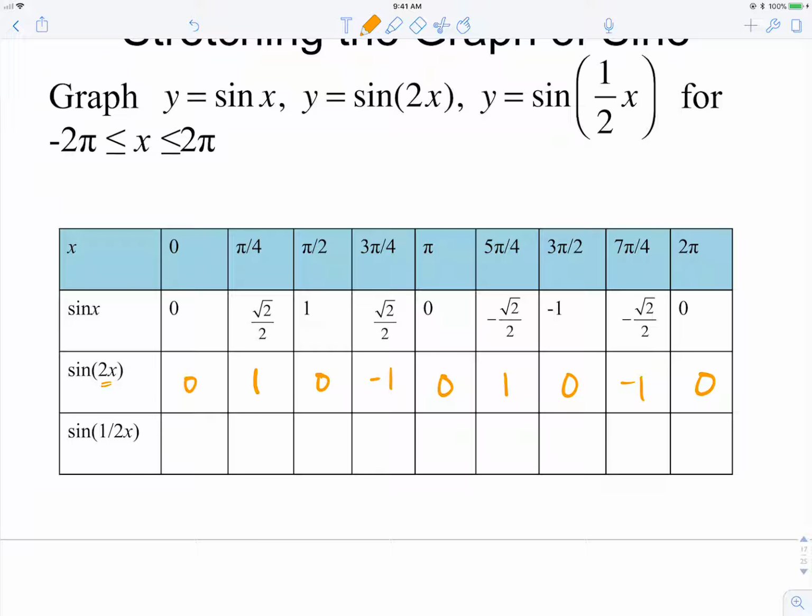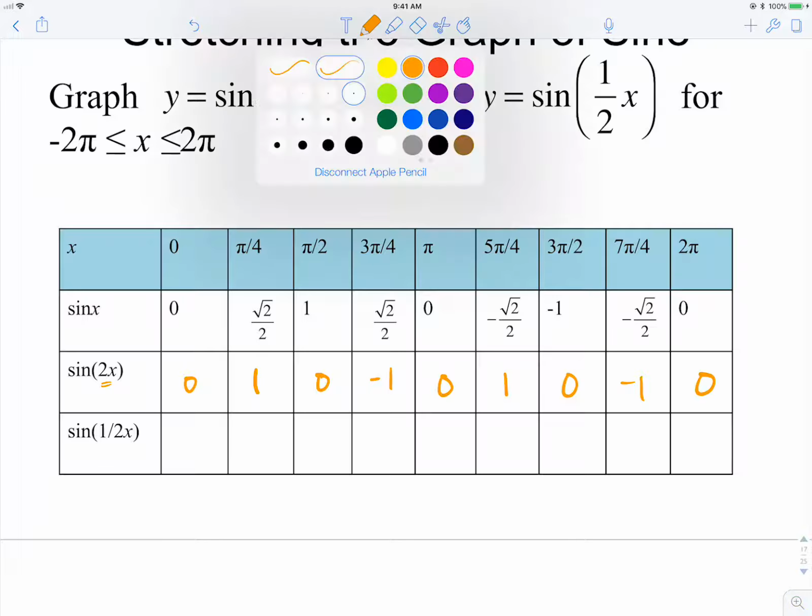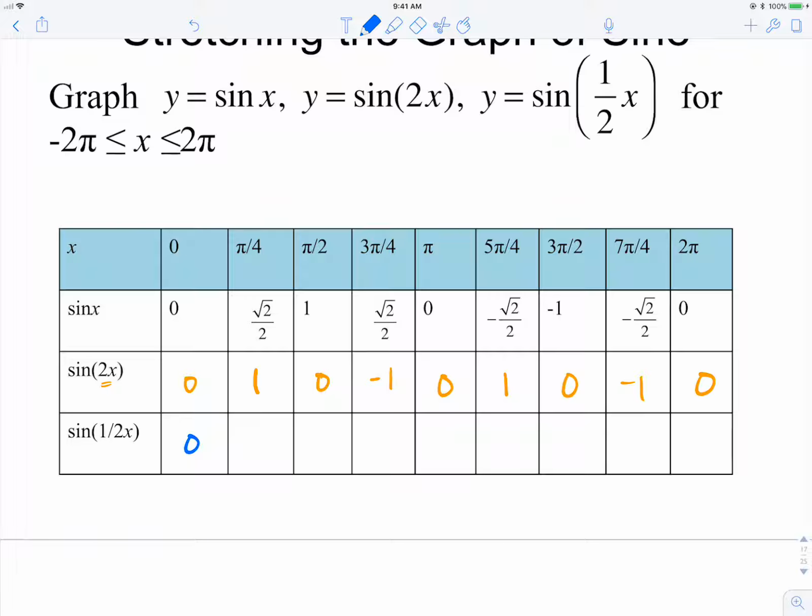Okay, so then we have sine of 1/2 times x. When we substitute 0 in, we're still going to get 0. But when we substitute pi over 4 in, pi over 4 times 1/2 is pi over 8. And you guys don't know what sine of pi over 8 is exactly, so we have to type that into our calculator, making sure that I'm in radian mode.